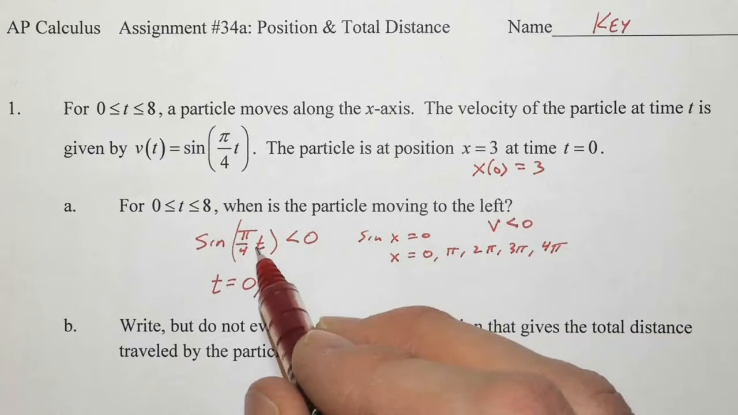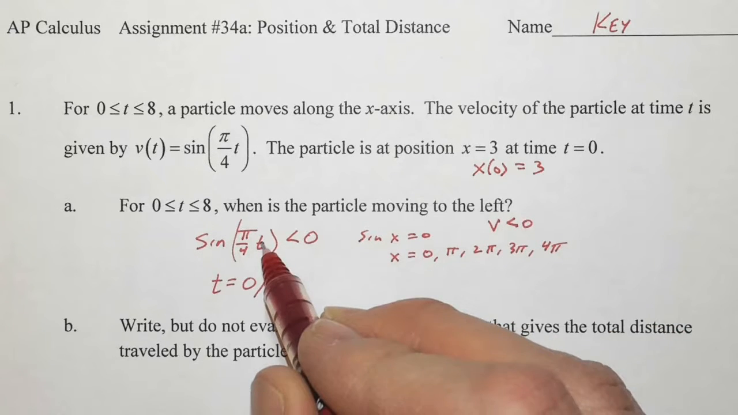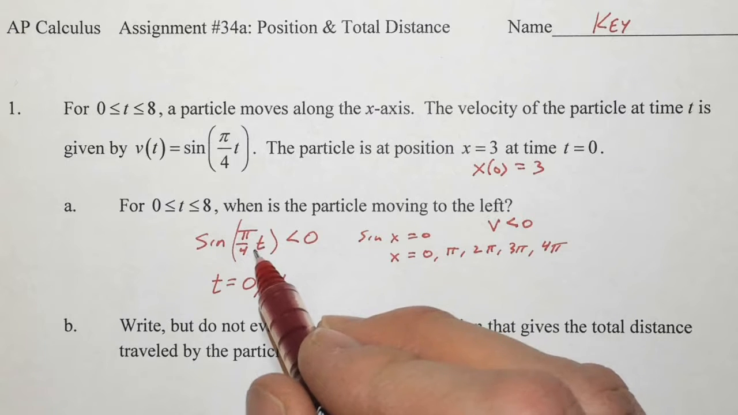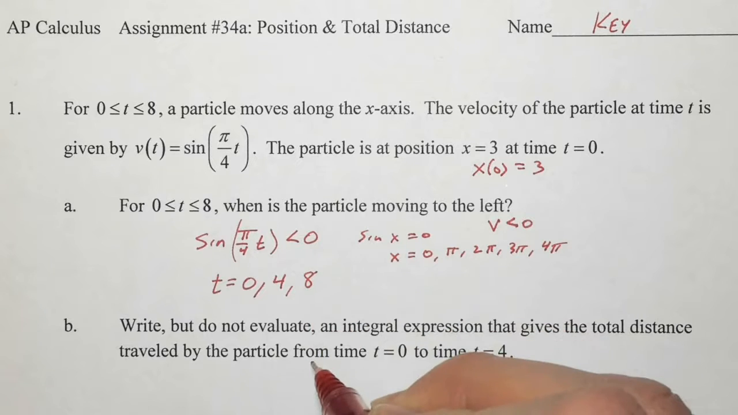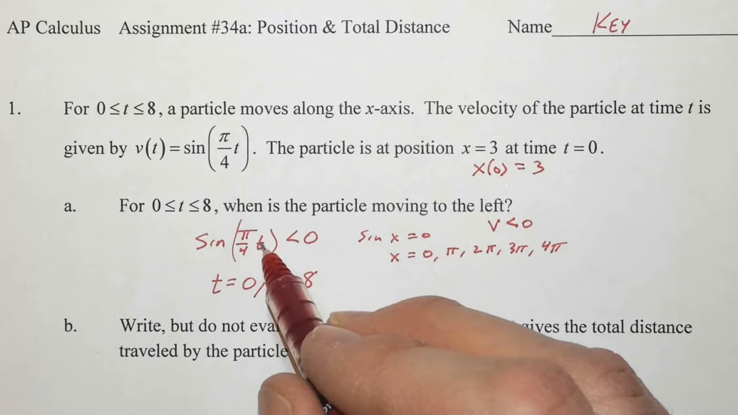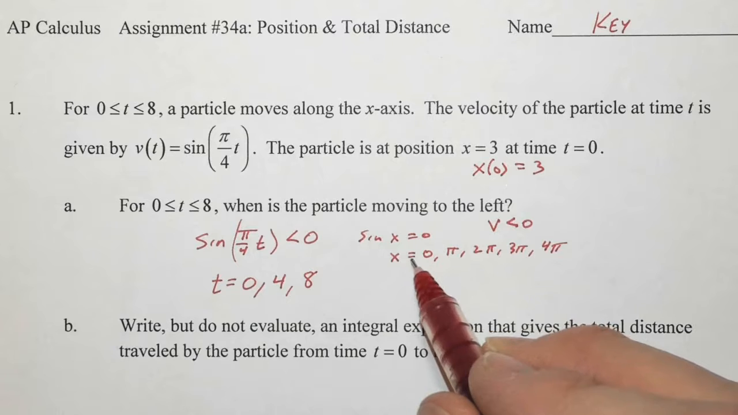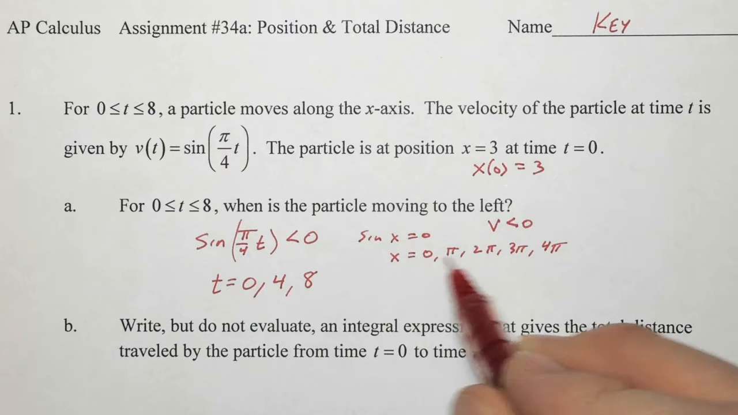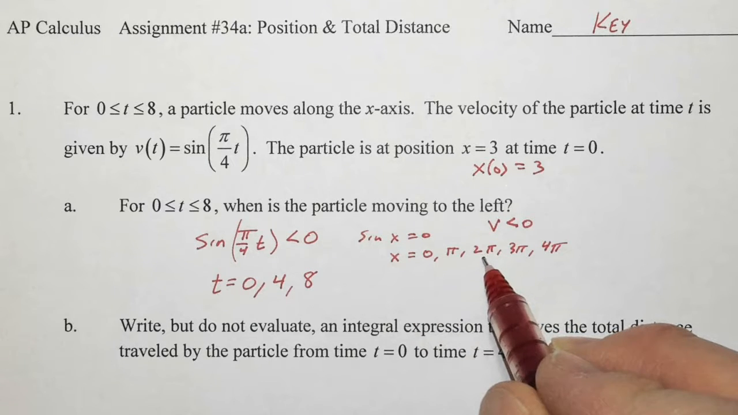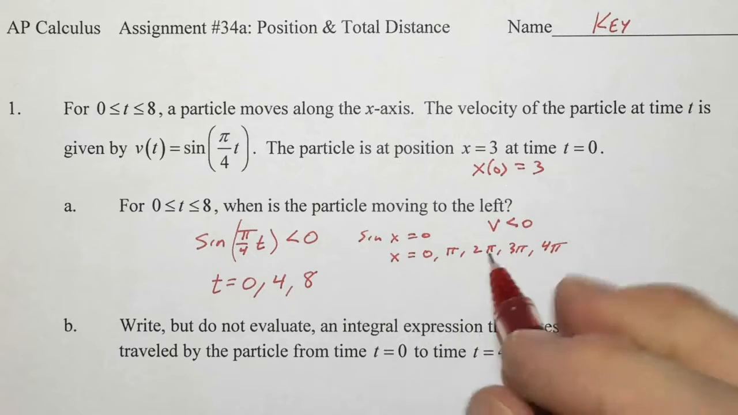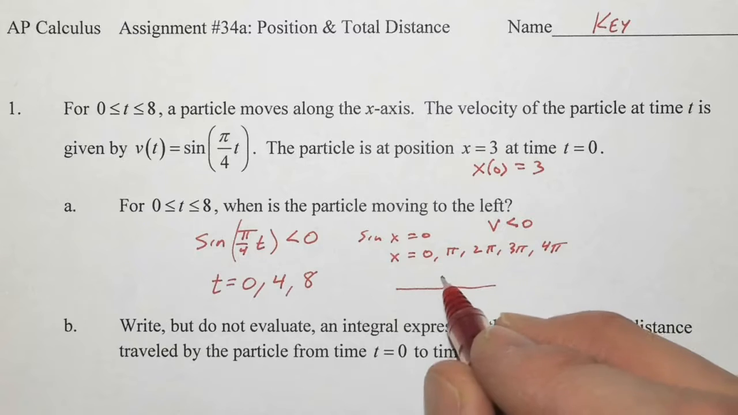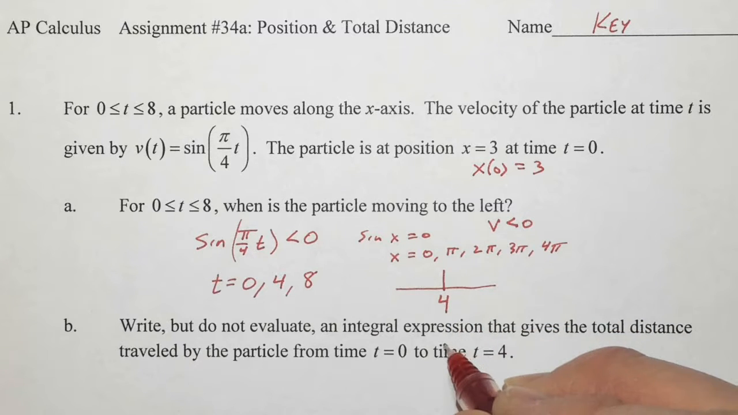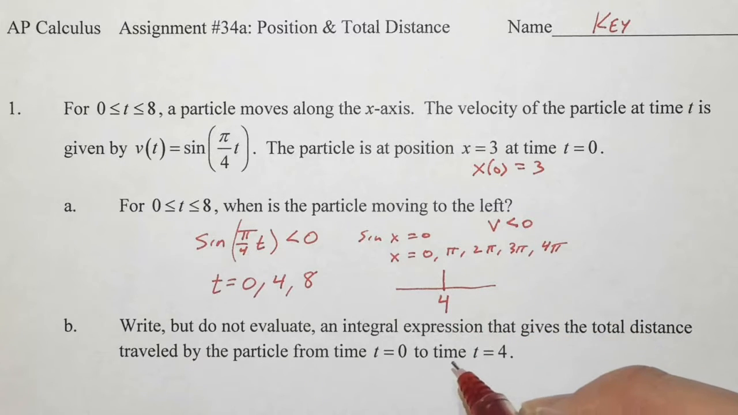If t is 4, then we have pi over 4 times 4, which simplifies to just pi, and at pi, sine is 0. And finally, at 8, because 8 divided by 4 is 2, we have 2 pi, and sine is equal to 0 when we have a value of 2 pi. So we have 0 and 8 as endpoints, and also 4. So basically what we're looking at here is what's going on with the velocity function before and after 4.